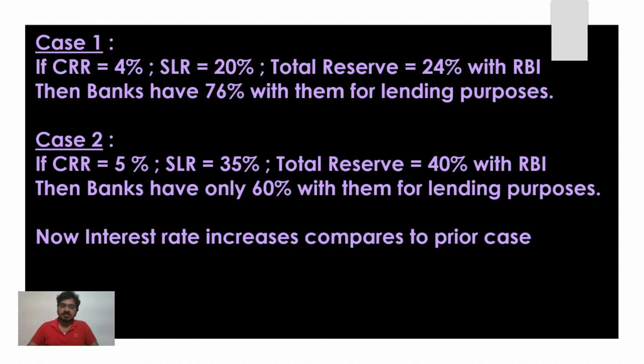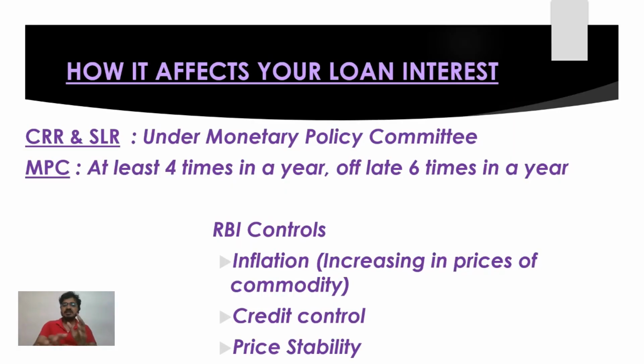But today, as per this case, the reserve becomes 40 percentage, so the amount in the hands of banks gets reduced to 60 percentage. So to run their business, banks will increase their interest rates for all the loans. Then only they will get their profit and can run their business healthily. So this is how RBI plays a major role in setting our interest rate for all the loans. This is how RBI controls the credit.